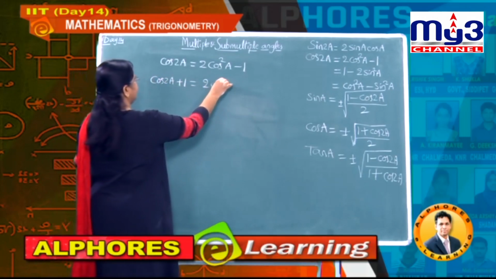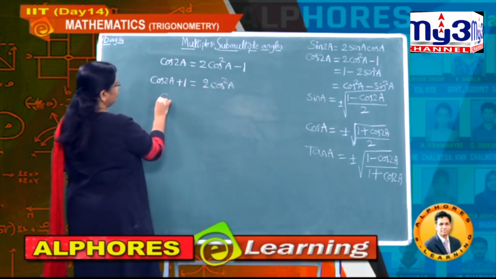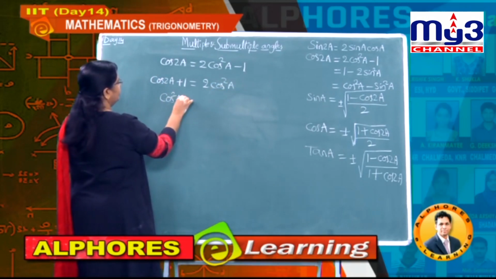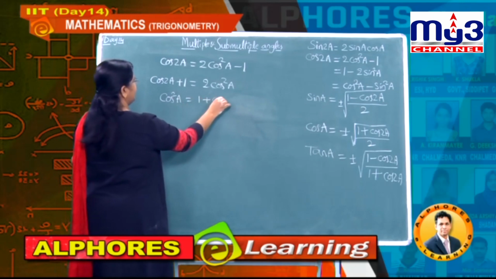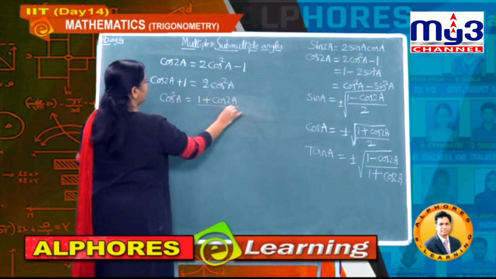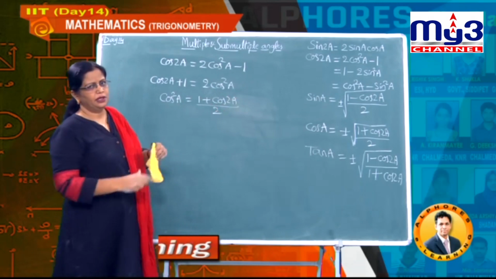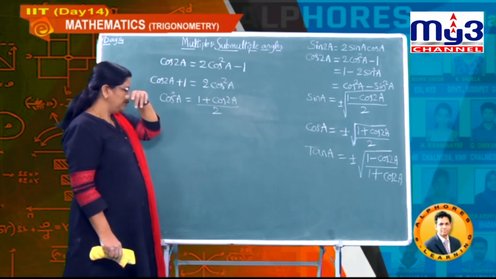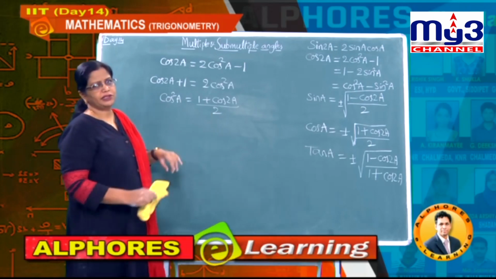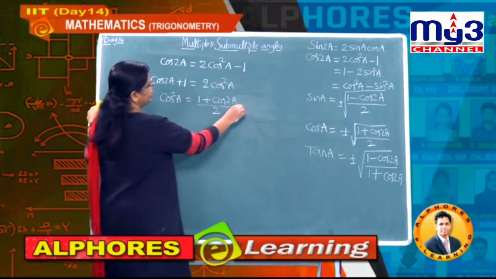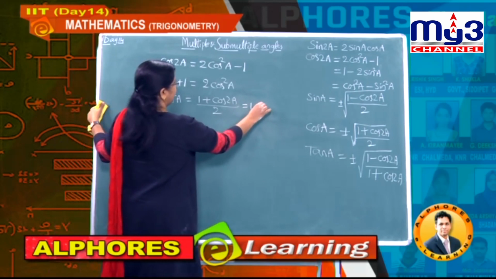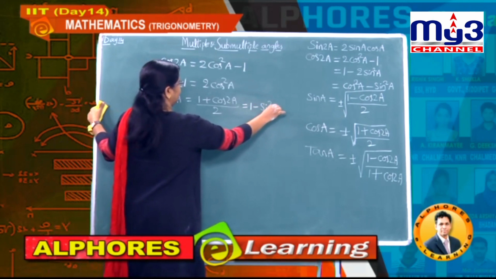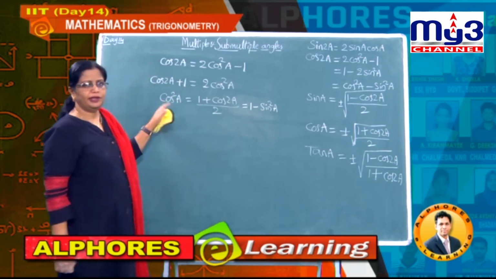2 cos square a. Then cos square a equals 1 plus cos 2a, whole divided by how much? 2. Okay students, so you got this value of cos square a. Now you have another formula for cos square a. What is it? It is 1 minus sin square a. Understand? Now what is the difference?